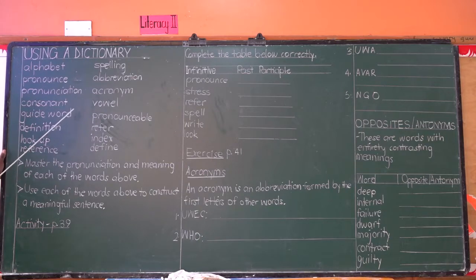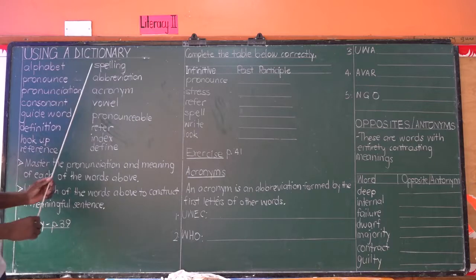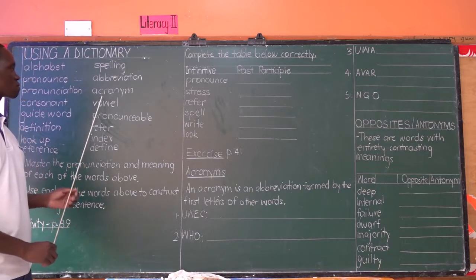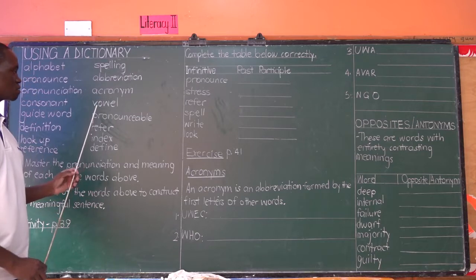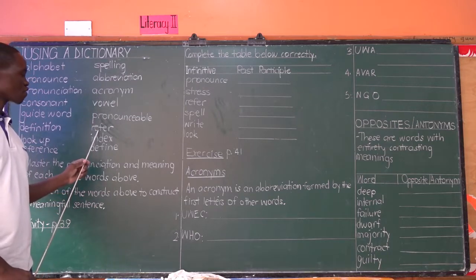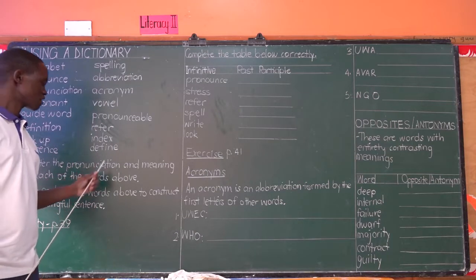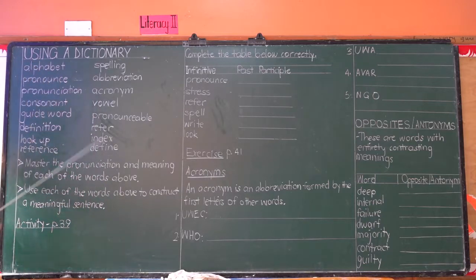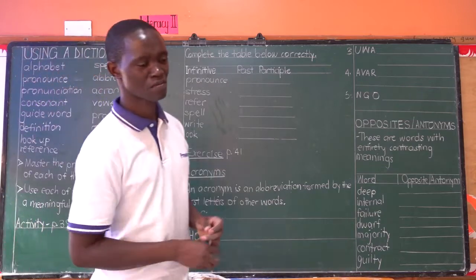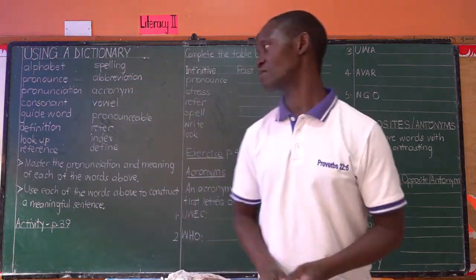So let's go through the list once again, so that we master the pronunciation of the words that are written on the board. Alphabet, pronounce, pronunciation, consonant, guide words, definition, look up, reference, spelling, abbreviation, acronym, vowel, pronounceable, refer, index, and finally define. Master the pronunciation and the meaning of each of the words in that list.